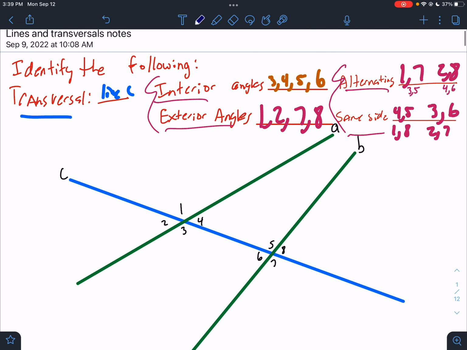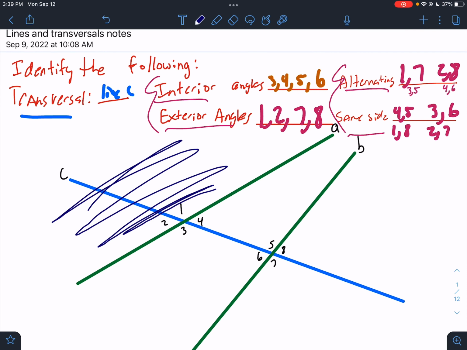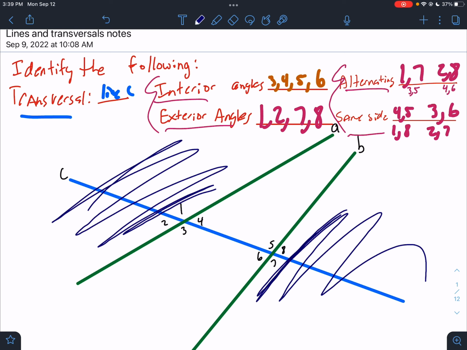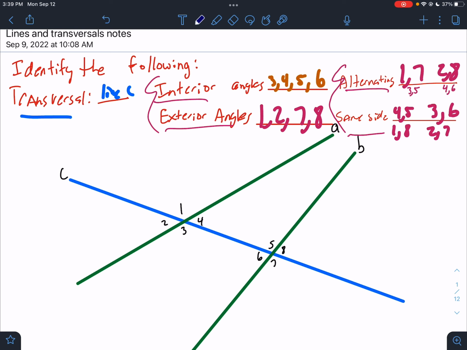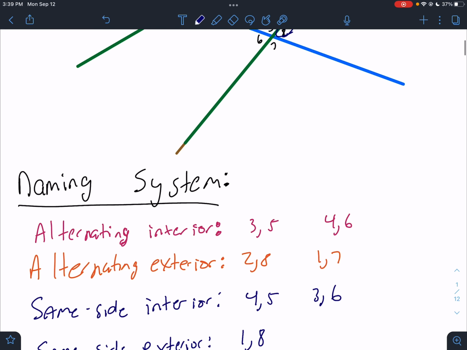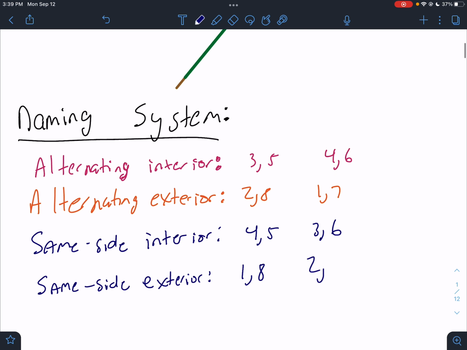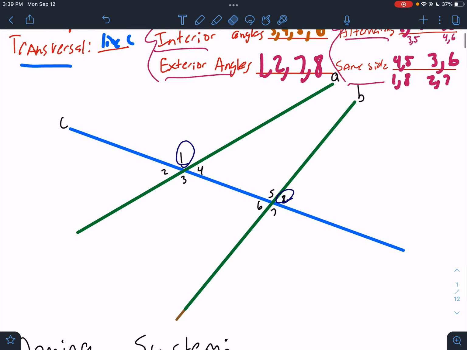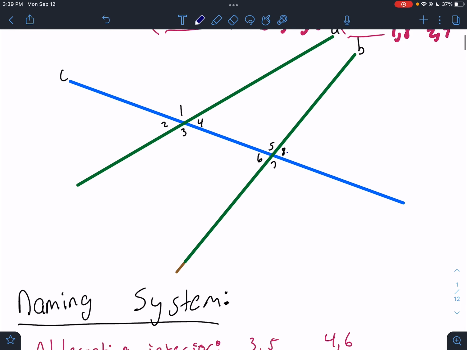How about exterior? Well, where are my exterior angles? 1 and 2, 7 and 8. Those are my exterior angles. But I want ones on the same side. So if I pick 1, the same side exterior would be 8. The other pair would be 2 and 7. So we have same side interior, same side exterior, and then we have alternating versions of those. That's not every combination possible. Those are 4 of the main ones.